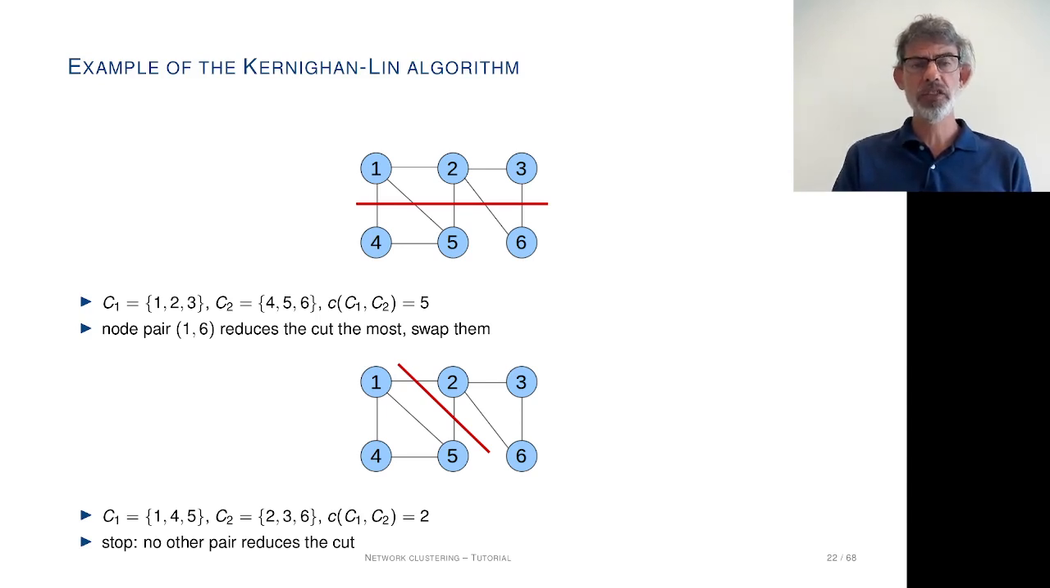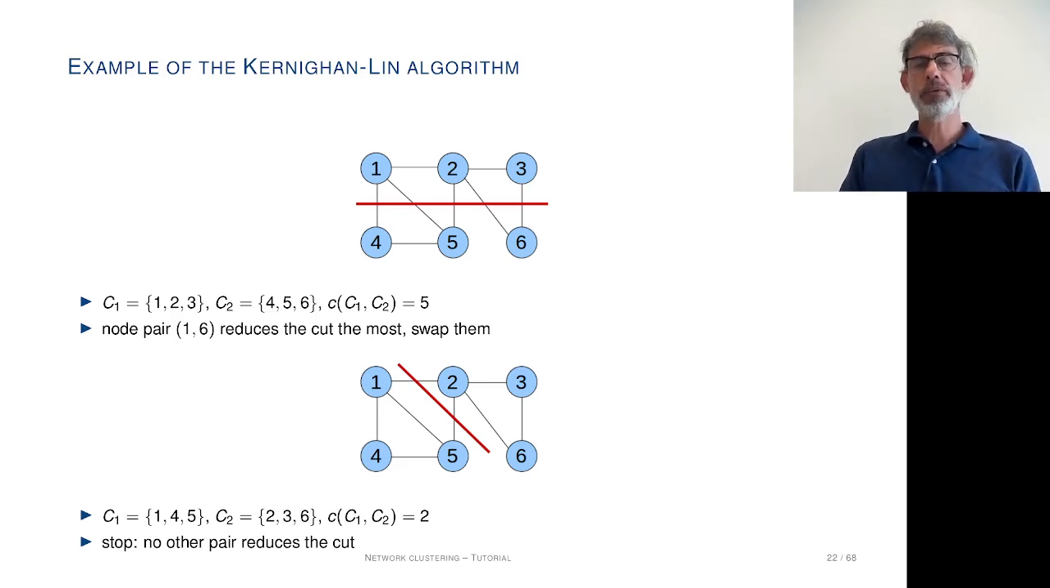There are 5 edges crossing from one cluster to the other. If we consider all pairs of nodes in cluster 1 and cluster 2 and the reduction in the cut size when you swap them, you'll find that the pair 1, 6 reduces the cut the most. So we swap 1 and 6 between clusters, and that gives rise to cluster 1 being 1, 4, 5 and cluster 2 being 2, 3, 6. And the cost of this new allocation is 2.